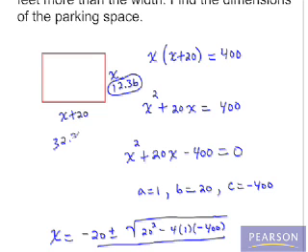32.36 feet. So the answer to our problem, the dimensions of this parking space, 12.36 feet by 32.36 feet.